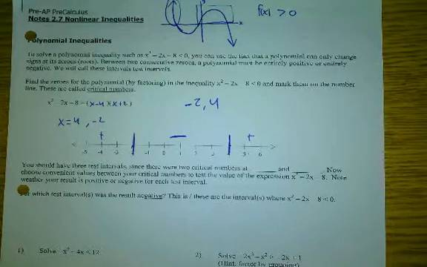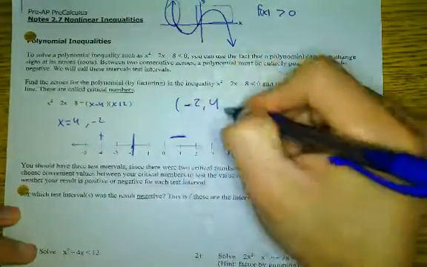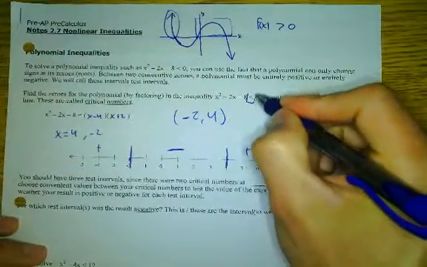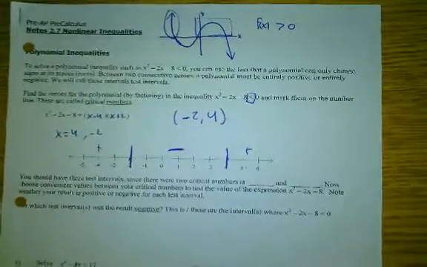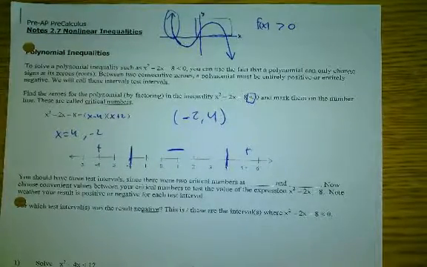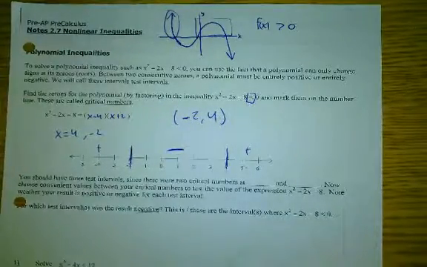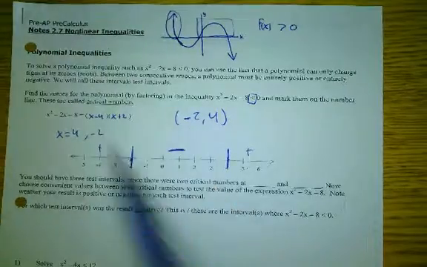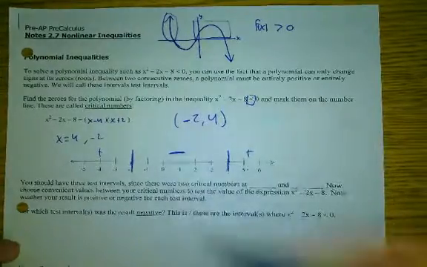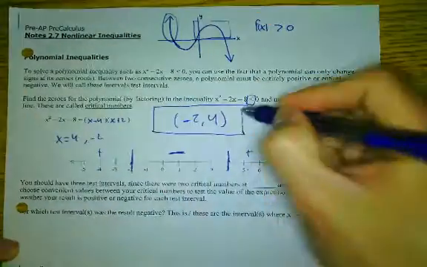Parentheses. Why would we use parentheses? Well, more importantly, it has to do with the sign. You only use brackets when that value is included. For example, less than or equal to, or greater than or equal to. But you're looking for something that is less than. If you put -2, you're going to get exactly 0. And I'm not asking you for when it's equal to 0. I'm asking you when it's less than 0. So it's non-included. So your answer is going to be from -2 to +4.